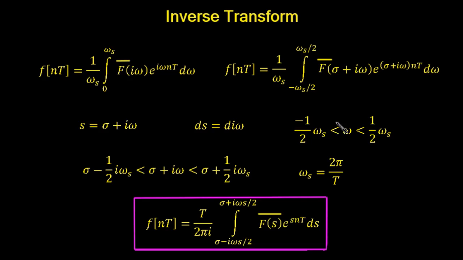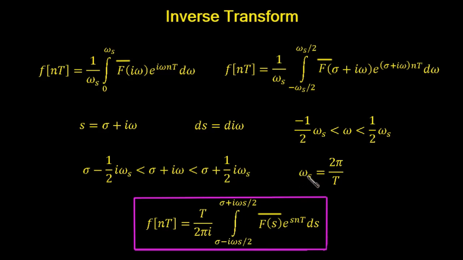And we can see that the limits of our integration are going to be omega greater than minus a half omega s, and less than plus a half omega s. But again, we're no longer using this value omega, we're actually using the complex frequency sigma plus i omega. So it means that we can rewrite this as sigma plus i omega is greater than sigma minus a half i omega s and less than sigma plus a half i omega s. It means that our limits of integration change, so these are now our limits of integration here.